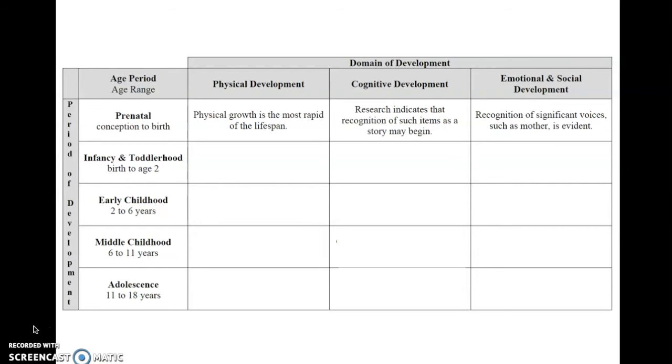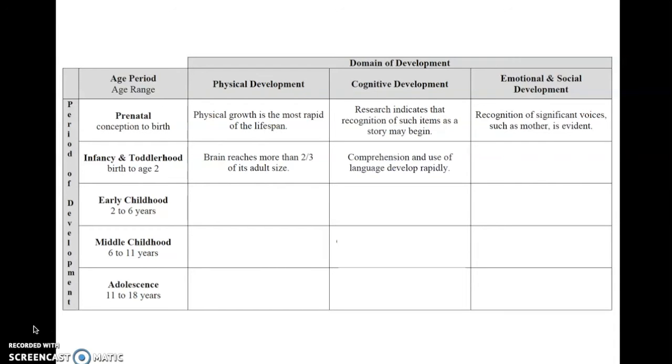Now to infancy and toddlerhood. In the physical domain, you should have the statement that brain reaches more than 2/3 of its adult size. The brain is actually the structure of the human body that is closest to its final size at birth and continues to grow at a rapid rate over the first years.